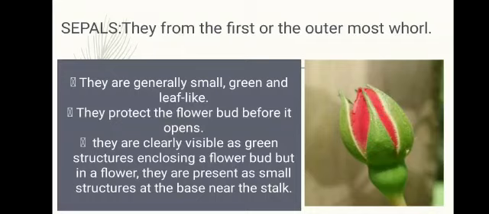They are generally small, green and leaf-like. They protect the flower bud before it opens. They are clearly visible as green structures enclosing a flower bud, but in a flower they are present as small structures at the base near the stalk.